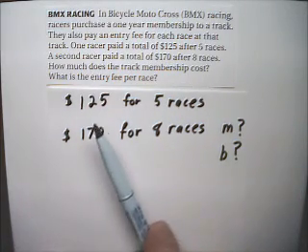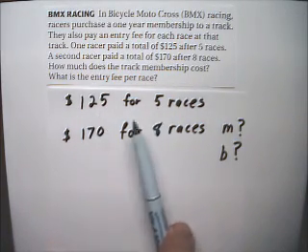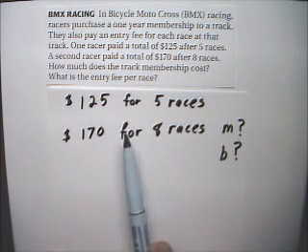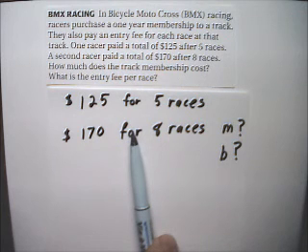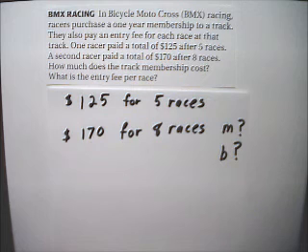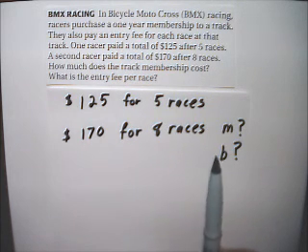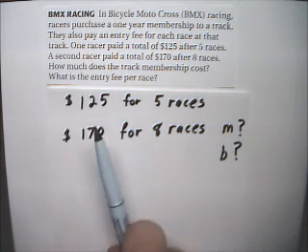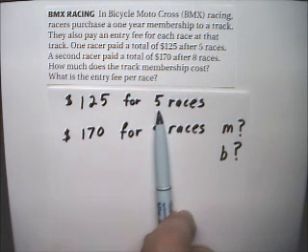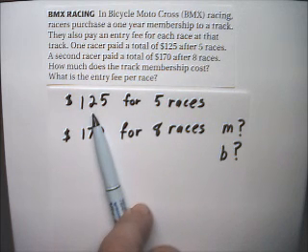And what we're given here is the total cost and the number of races, another total cost and the number of races. These are very similar to points. And when we have 2 points like this, we can figure out the slope. So all we need to do is figure out which is the dependent variable and which is the independent variable. Does the total cost depend on the number of races, or does the number of races depend on the total cost?